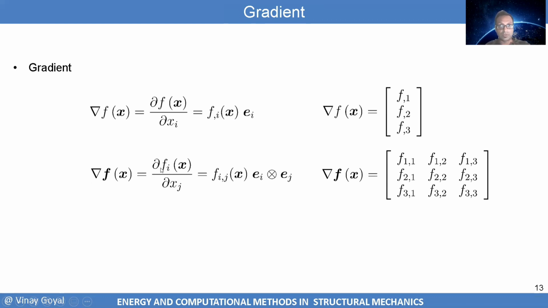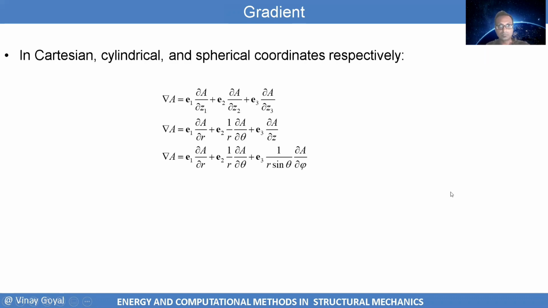So here's the derivative of f_i with respect to x_j now. So that's f_i comma j with the second order tensor symbol here, the outer product. And if I were to arrange it in a matrix, it's going to look like this. In Cartesian, cylindrical, and spherical coordinates, you get this in Cartesian. In cylindrical, you get this, and in spherical, you get this.